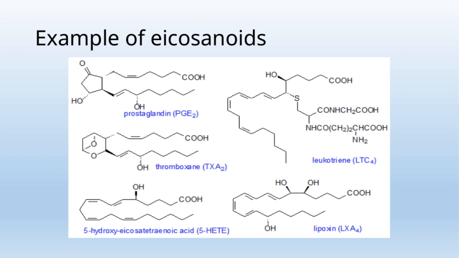Eicosanoids are a fascinating group of signaling molecules derived from fatty acids, specifically arachidonic acid. They play crucial roles in various physiological processes, including inflammation, immune responses, and even regulation of blood flow. What's particularly interesting is how these molecules act locally near the site of their production, making them key mediators in cellular communication. As we see here, different types of eicosanoids, such as prostaglandins, leukotrienes, and thromboxanes, have distinct functions, but all originate from similar precursors.